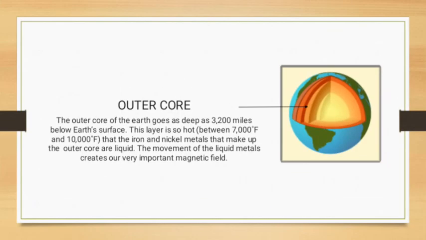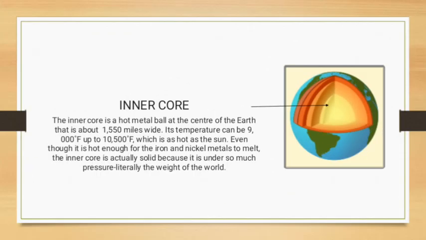Outer core. The outer core of the Earth goes as deep as 3,200 miles below Earth's surface. This layer is so hot, between 7,000 degrees Fahrenheit and 10,000 degrees Fahrenheit, that the iron and nickel metals that make up the outer core are liquid. The movement of the liquid metals creates a very important magnetic field.